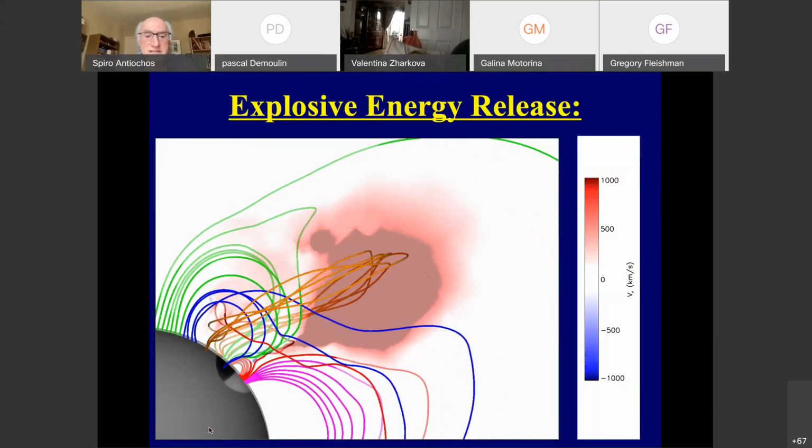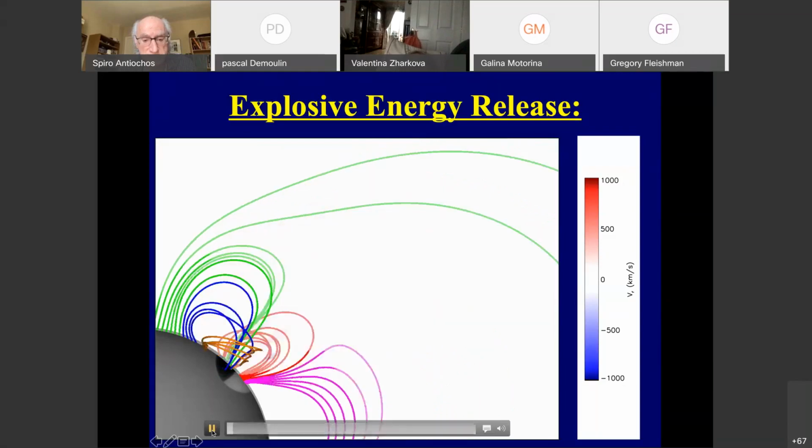So here's a fully self-consistent calculation in the sense that you put in these little motions. You're not actually forcing the creation of a filament channel.